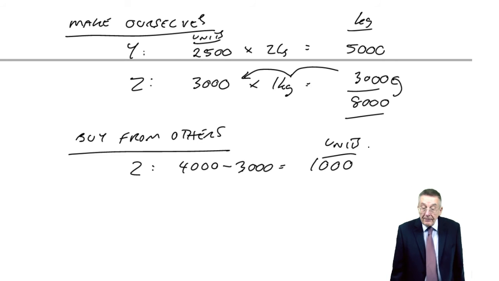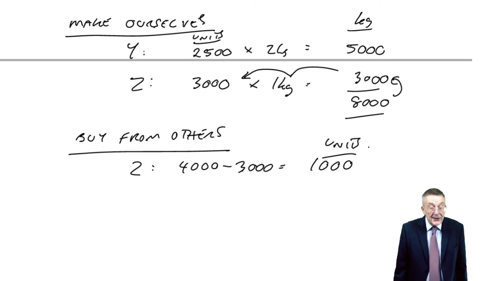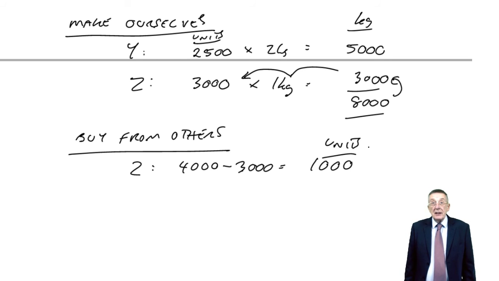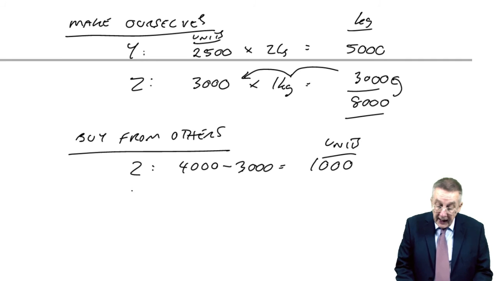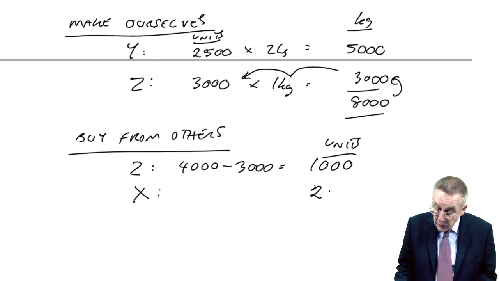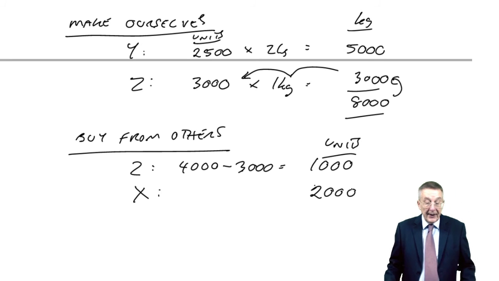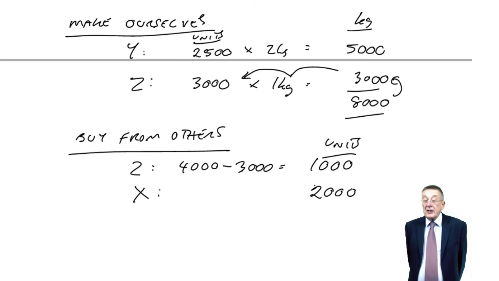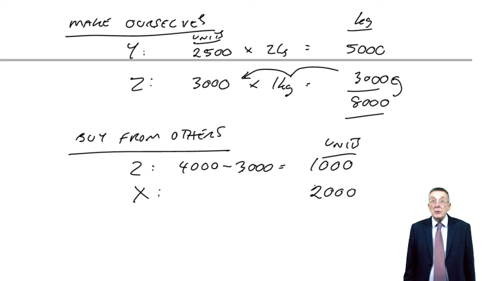And finally, of course, X. X, we're not making any X's ourselves. And so we'd have to buy in all 2,000 units of X. And there we are. So that's what we're after. That's the best way of dealing with it.